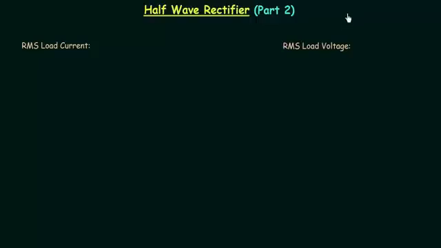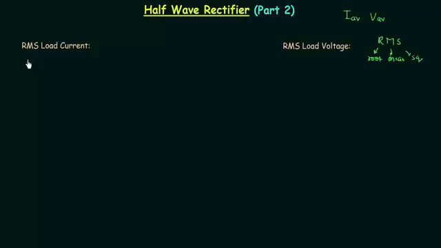We also derived the expressions for average load current and average load voltage. In this presentation, I will derive the expressions for RMS load current and RMS load voltage. RMS is an abbreviation for root mean square, and we call it root mean square because first we calculate the square, then we calculate the mean of a square, and finally we take the square root of the mean.